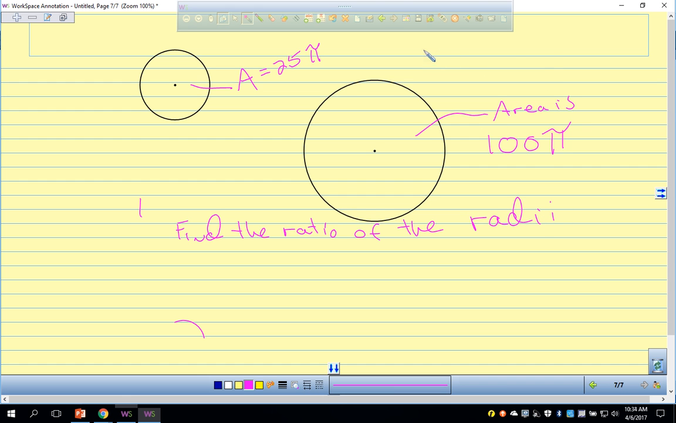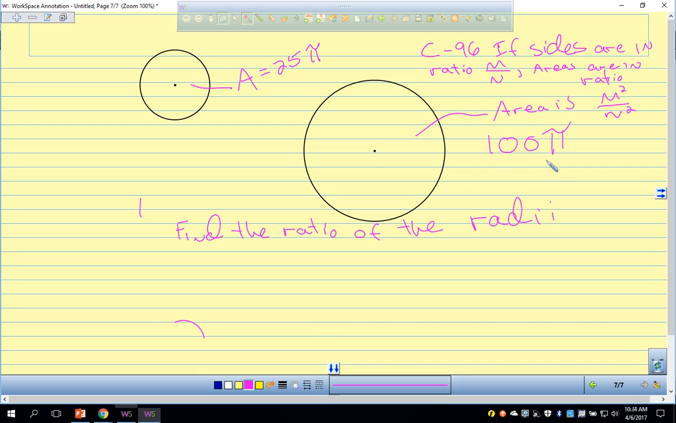So let me write that on there. C96: if sides or radii are in ratio m to n, then areas are in ratio m squared to n squared.